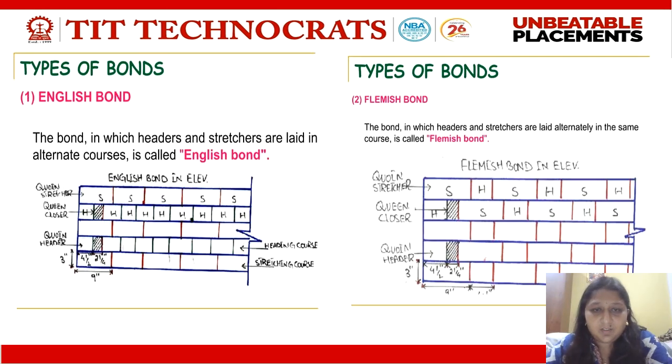Okay, so English bond and Flemish bond. English bond has alternate layers of stretchers and headers. Flemish bond has alternate header and stretcher in the same layer. If we talk about the strength of the bond, the English bond has comparatively more strength compared to the Flemish bond. But look-wise or appearance-wise, Flemish bond gives me a good or pleasant appearance.